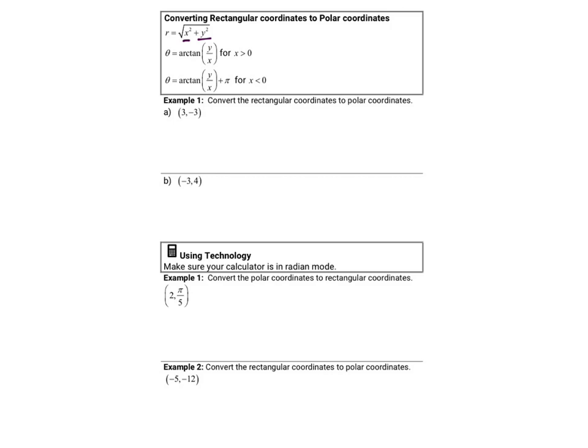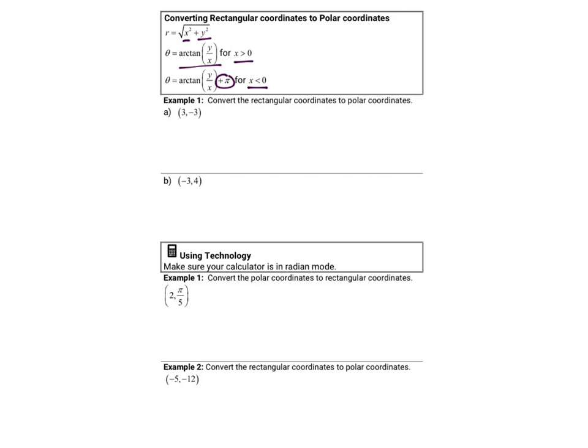If x is greater than 0, so if your x value is positive, you stop right there. If your x value happens to be negative, you add pi. Two rules: if x is positive, it's just tangent inverse of y over x. If x is negative, you have to add the pi piece.